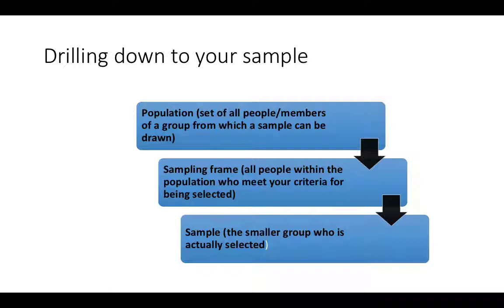And then within that sampling frame, that smaller group of people who meet the criteria for being included, we're going to pick, say, 50 students rather than surveying all 200 people who are in the grade. So the sample is a smaller group who is actually selected. We might offer participation to everyone within the sampling frame, but the sample is only the people who actually end up being in the study. The sample is sometimes also called a sample population.